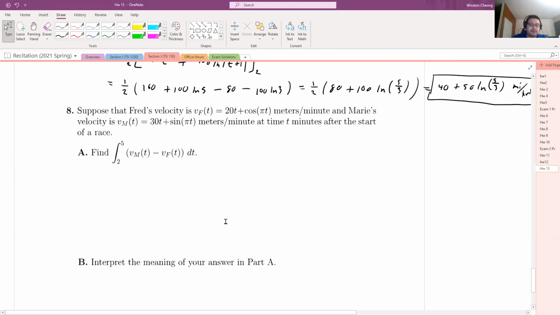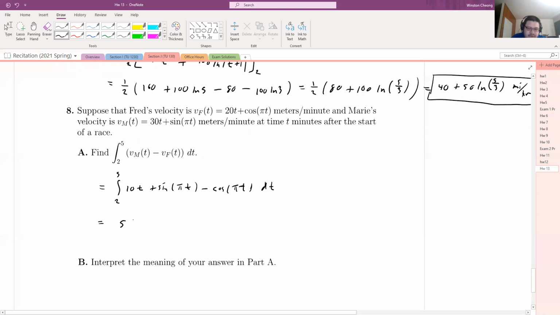And lastly, we have number 8. So part A is to just calculate this thing. It's fine. Part B is going to be to interpret, which is maybe a bit harder to see. But yeah, so let's compute this guy. M minus V, we see that there's going to be a simplification here when you subtract. You're going to have a 10t. You'll have a plus sine pi t, but then you have a minus cosine of pi t. And we're integrating with respect to t. Okay. Well, go ahead and integrate this.